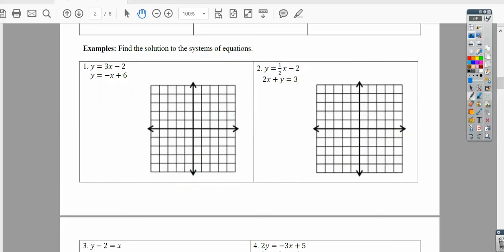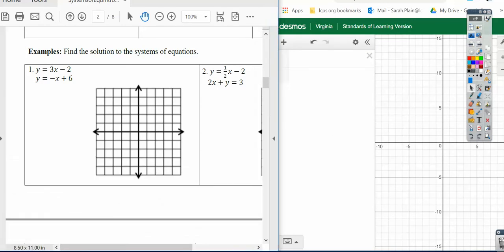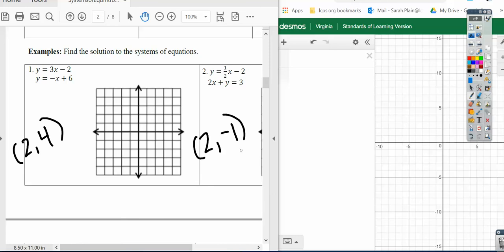So I'm going to go ahead and clear my screen so I can shrink it, so I can show Desmos up here on my screen. And my answer here was 2, 4. And my answer here, I believe, is 2, negative 1. We're going to find out really quickly if I did this wrong.